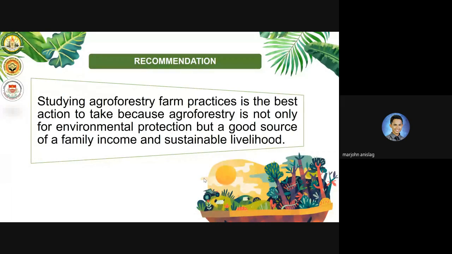Agroforestry is the best action for every woman, youth, and farmer, or even farm educator, because agroforestry is not only for environmental protection, but a good source of family income and livelihood while maintaining environmental protection and care. That's all, and thank you. At this juncture, I am open to answering your questions.